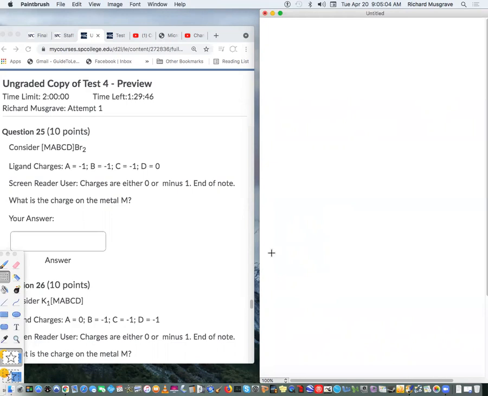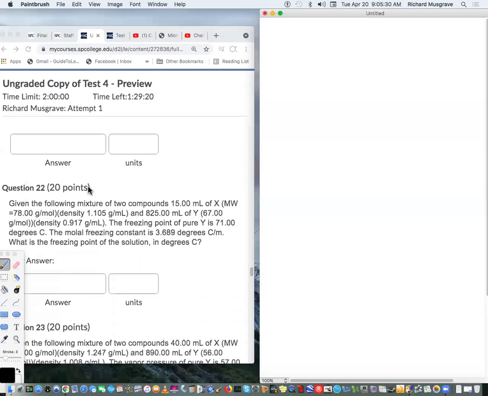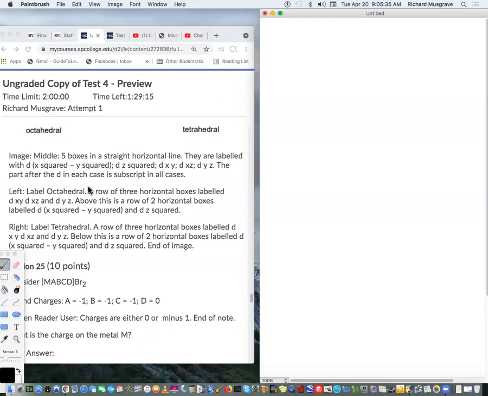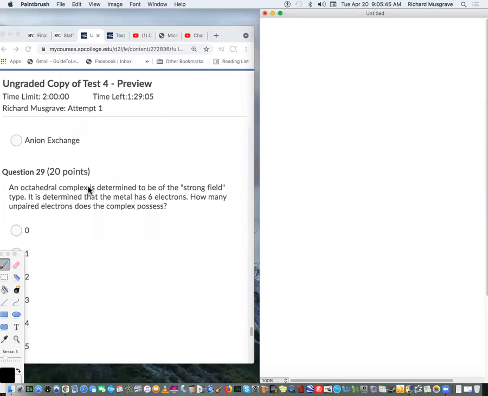Okay, so we've got [M(A)(B)(C)(D)]Br2, and these are the ligand charges listed down here. So here's what you do. You look at it and you ask yourself, where is that list? That list, hopefully. All right, I'm going to have to add the list in. I thought I had, but I guess I didn't.